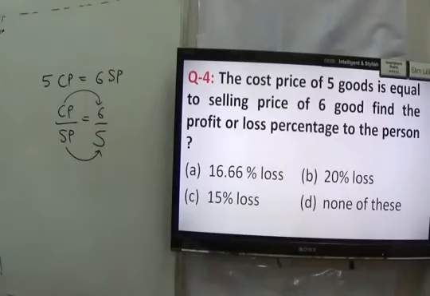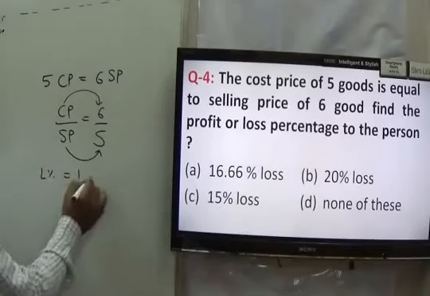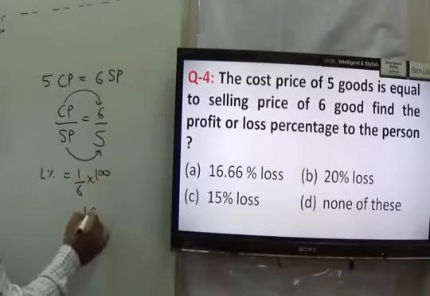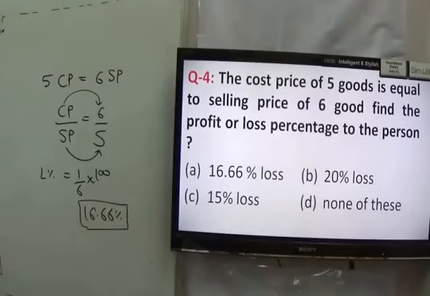I am in a position of loss, and the loss is always taken as a percentage over CP. It means my loss percentage is 1 upon 6 into 100. The answer to my question is there is a loss of 16.66%. So I can say my answer is A. The fourth answer is A.